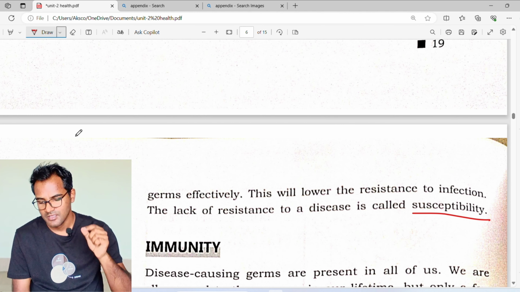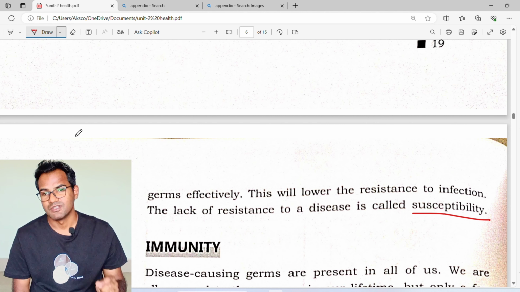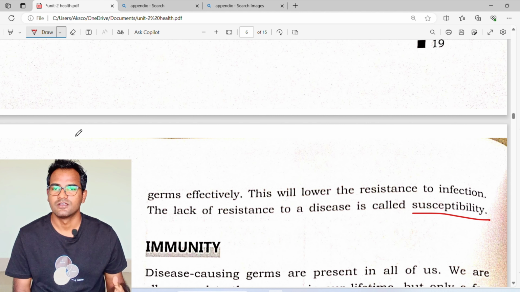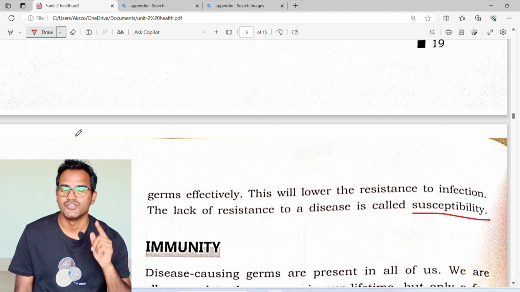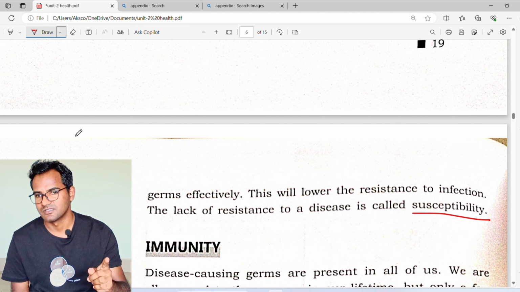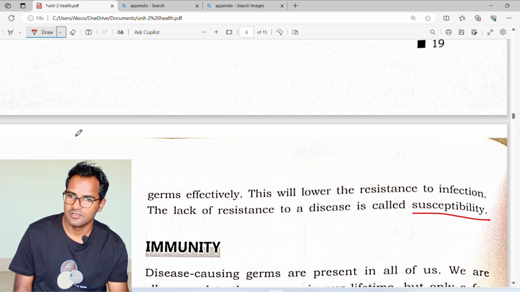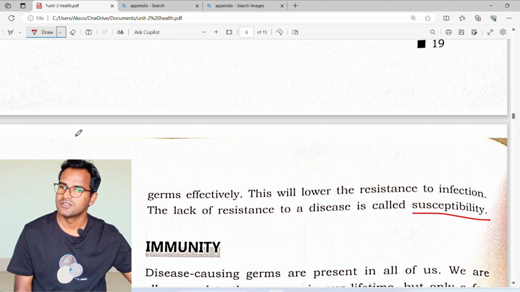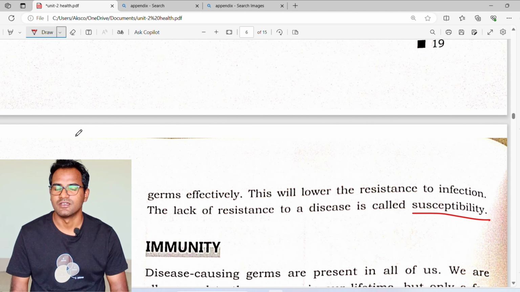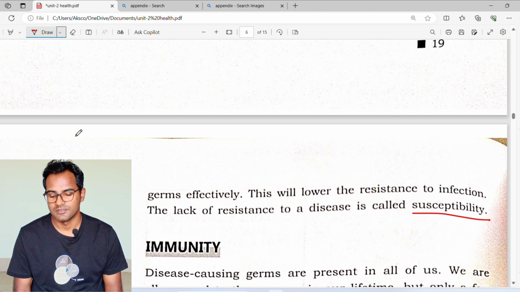So let's see, the lack of resistance to a disease is called susceptibility. Now what is susceptibility? Susceptibility means the lack of resistance, which means if I say John is susceptible to a disease, John is likely to get the disease. If I say John is more susceptible to disease as compared to Jack, it means John has high chances of getting the disease as compared to Jack. This is what I mean by the susceptible nature.